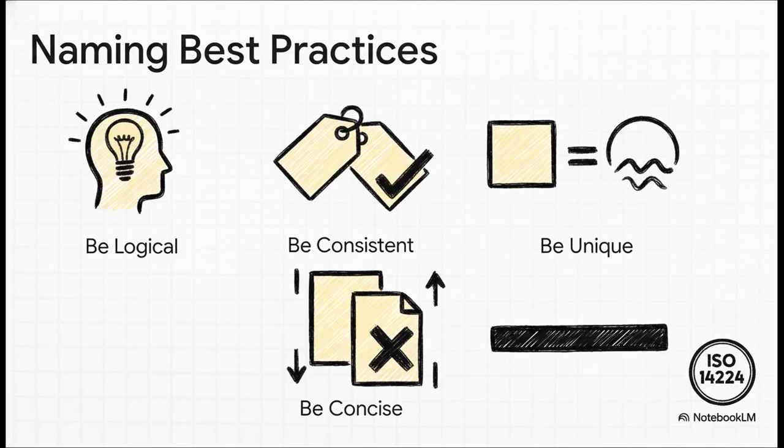First, be logical. Use terms people on the floor actually recognize. Be consistent. If PMP stands for pump, then always use it. No exceptions. Be unique. Every single asset needs its own distinct ID number. Avoid duplication. Hey, if you already have a location field, don't put the location in the name too. And finally, be concise. Nobody wants to read a novel just to look up a part number.